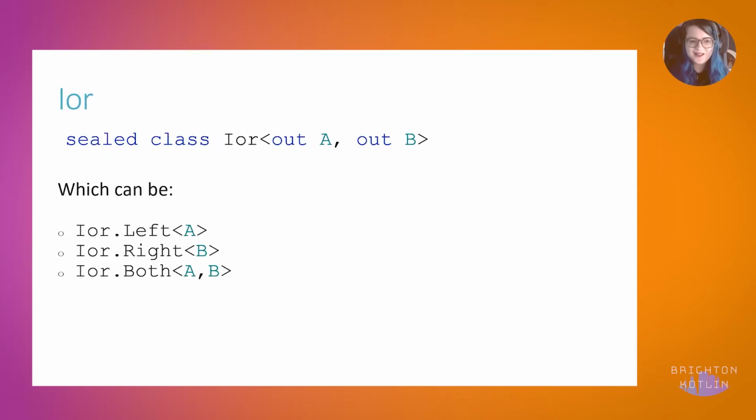The third class that looks almost the same is called Ior. It can be Left, Right, or Both. You can use it for tasks where, for example, Right is a pure success, Left is something completely wrong, and Both means this value is somewhat valid. We can allow this, but let's issue a warning. So, for example, something like that.